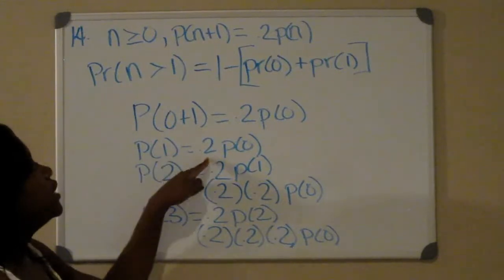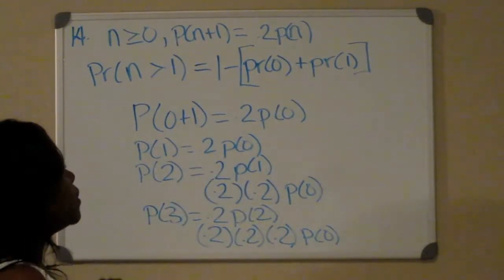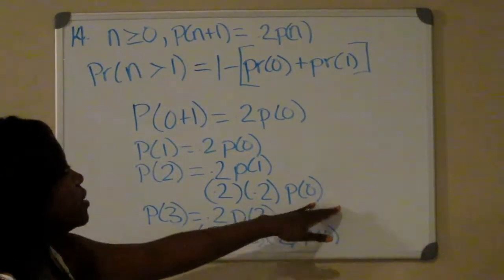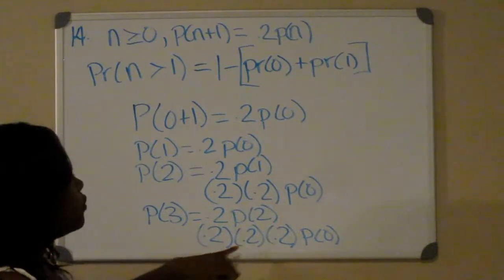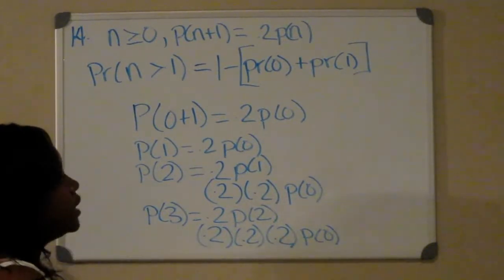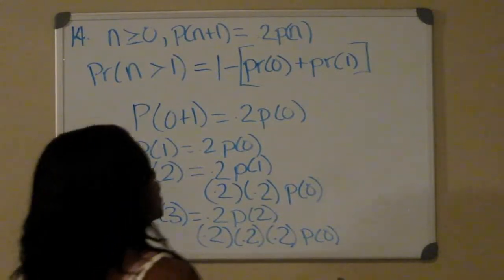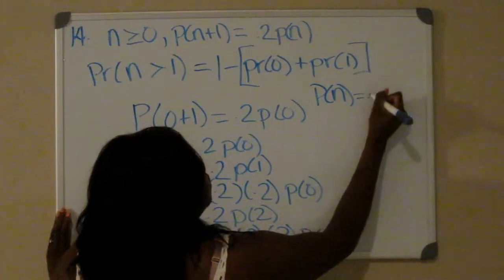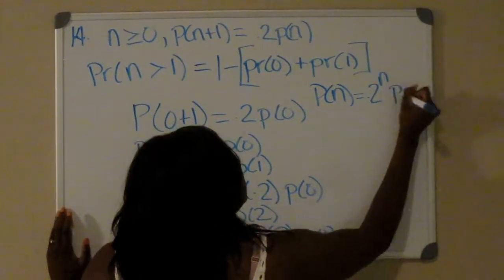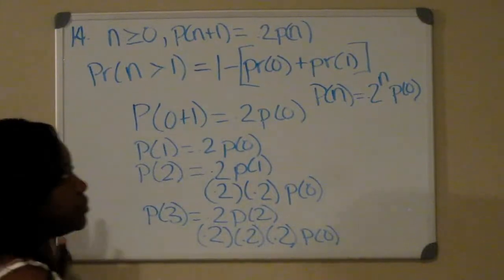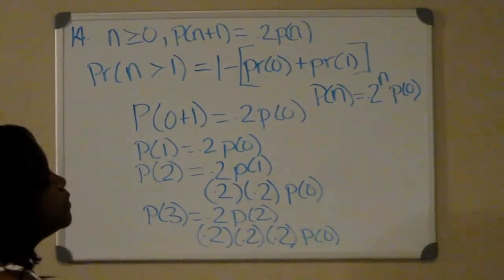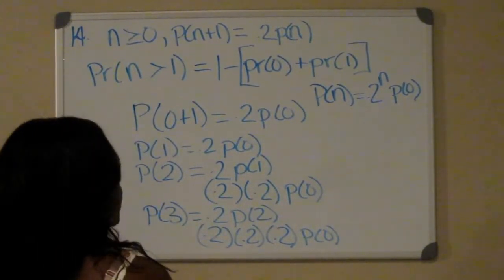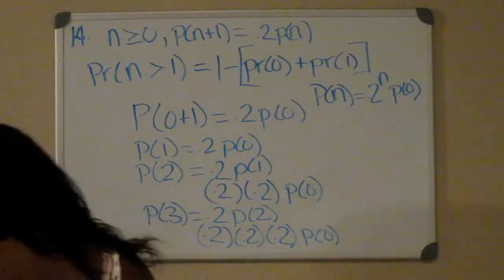For the probability of 1, there's one 0.2 times the probability of 0. For the probability of 2, there are two 0.2s times the probability of 0. For the probability of 3, there are three 0.2s times the probability of 0. So the pattern we're noticing is that if you want to find the probability of n, you need 0.2 to the nth power times the probability of 0.